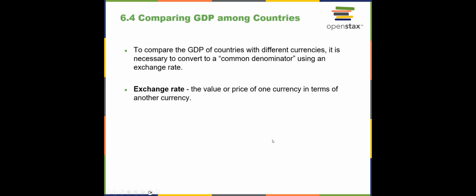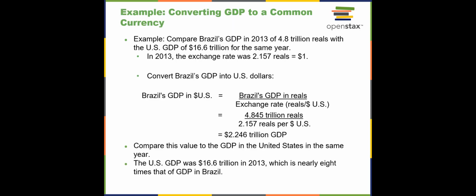The next topic that we are going to learn is how to compare GDP among countries. To compare the GDP of countries with different currencies, it's necessary to convert to a common denominator using an exchange rate. What is an exchange rate? Exchange rate is the value or price of one currency in terms of another currency. Here is one example. We want to compare Brazil's GDP in 2013 of 4.8 trillion reals with US GDP of $16.6 trillion for the same year. We can't compare reals and dollars, so we need to use an exchange rate.